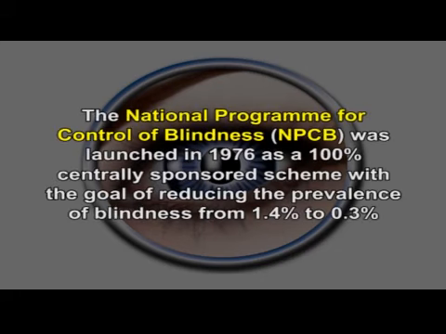When you think about it, the very act of actually seeing the world around us is an astonishing thing. It relies on the interaction between the brain and the eyeball, two extraordinarily complex organs. So it's hardly surprising that there are so many ways in which we can suffer sight loss or reduction. The National Program for Control of Blindness (NPCB) was launched in 1976 as a 100% centrally sponsored scheme with the goal of reducing the prevalence of blindness from 1.4% to 0.3%.